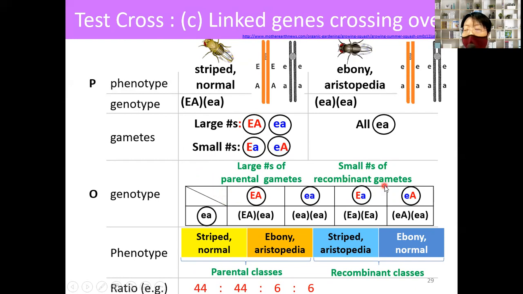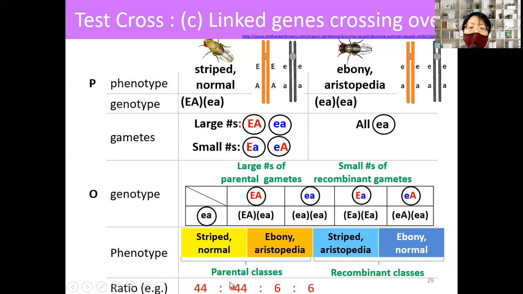Usually when you draw a Punnett square, the gametes that you write on top must belong to the first parent, and the gametes that you write on the side must belong to the second parent. Or this is for male gametes, this is for female gametes. Okay, so do the Punnett square, and then you see the offspring phenotypic ratio. Phenotype first. All these 4 phenotypes you know how to do. Then the parental classes will have a higher number compared to the recombinant classes, which will have a smaller number.